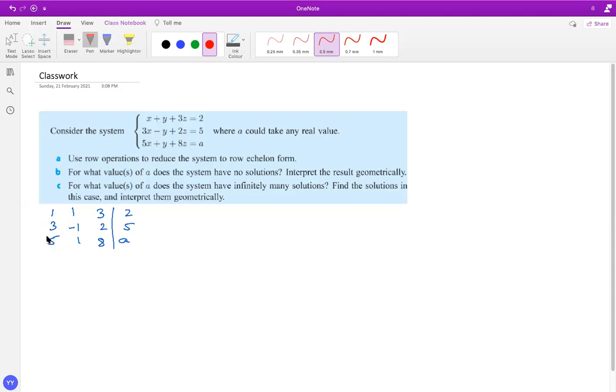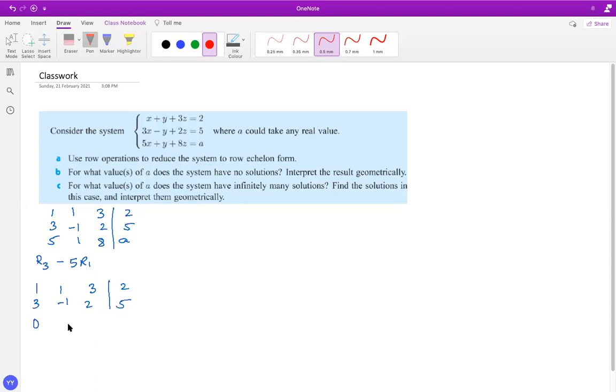So now the first step is to make this number 0, which is 5. I can clearly see that I can do R3 minus 5 times R1. So when I do R3 minus 5 times R1, what we get is 1, 1, 3, and 2. Row 1 remains unchanged. Row 2 remains unchanged. And here is 5.